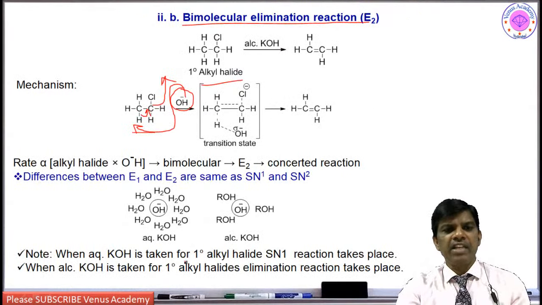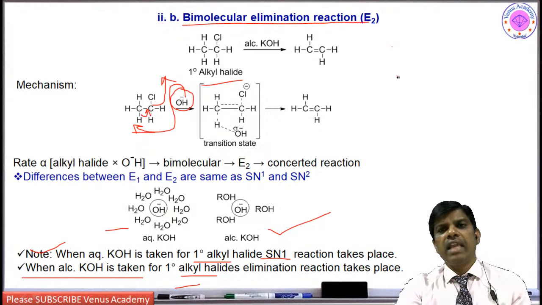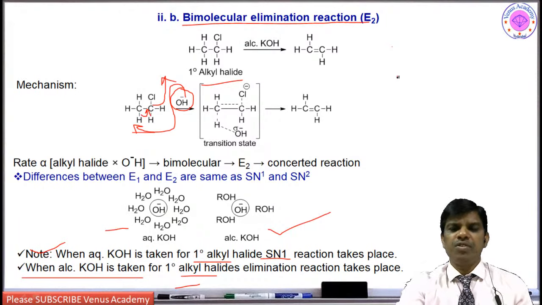When aqueous KOH is taken, with a primary alkyl halide, an SN1 reaction takes place. Please note down these, students. When I take aqueous KOH with a primary alkyl halide, it undergoes substitution. When alcoholic KOH is taken with a primary alkyl halide, an elimination reaction takes place. SN1 is usually observed in tertiary alkyl halides, isn't it? So simply, not to confuse: alcoholic KOH, elimination; aqueous KOH, substitution.